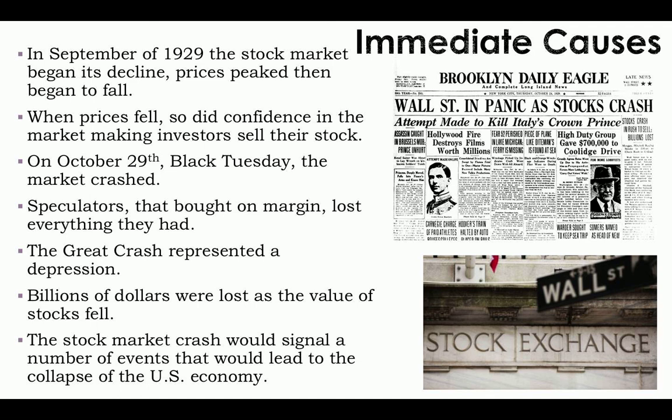The Great Crash of October 29th, 1929 represents a depression. Billions of dollars are going to be lost as the stock prices fall. The stock market crash here on Black Tuesday is a signal for a number of events that are going to cause the United States economy to completely collapse. The worst depression that we had ever seen.